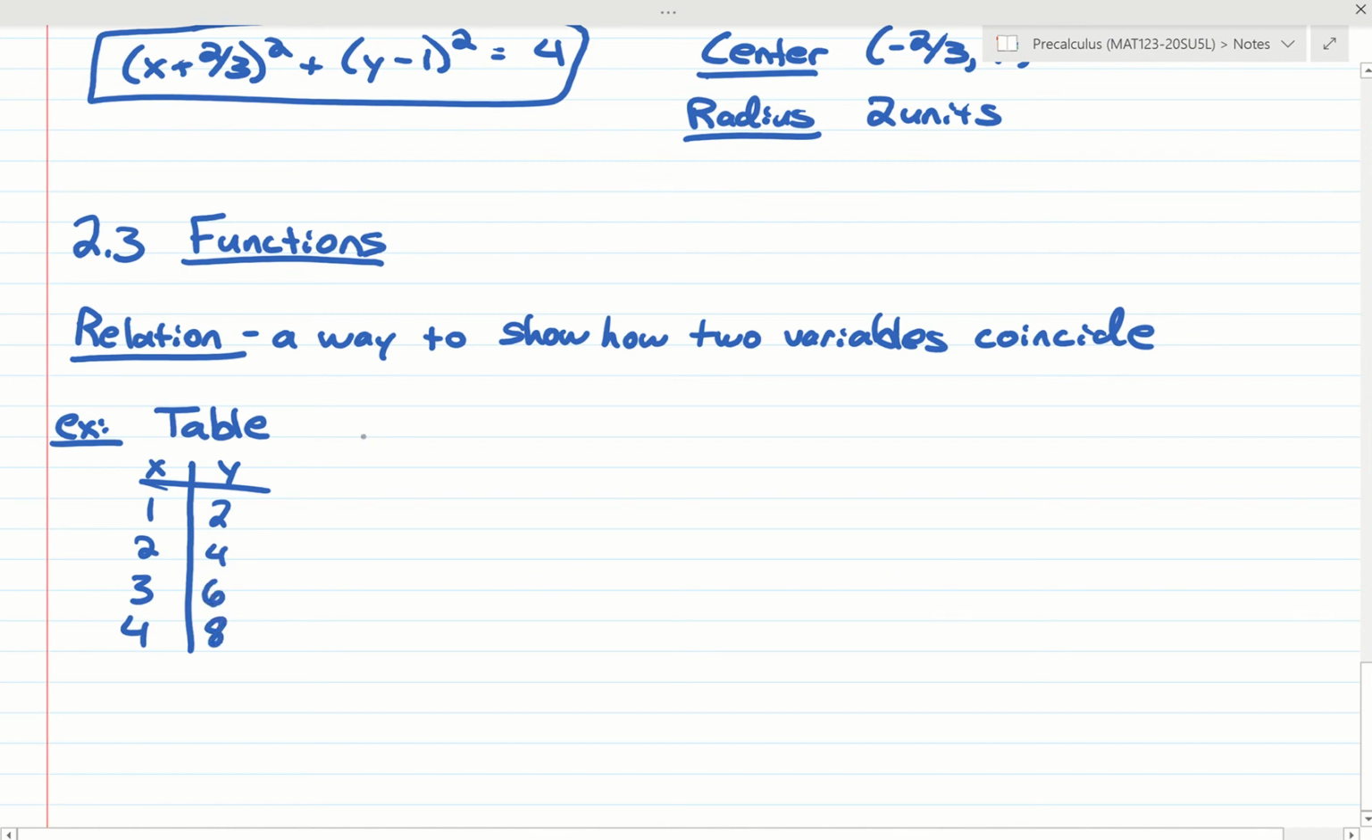We could also have an ordered pair. Now if we look at the table, the ordered pair would be like (1, 2), (2, 4), (3, 6), and (4, 8). Generally, we talk about a set of ordered pairs, so we write it inside of curly brackets.